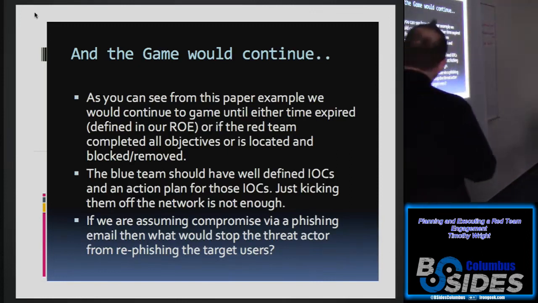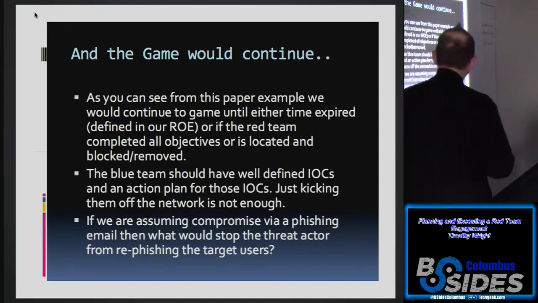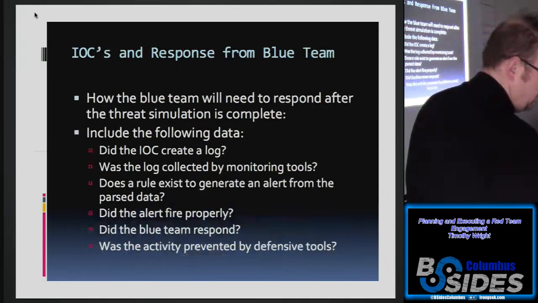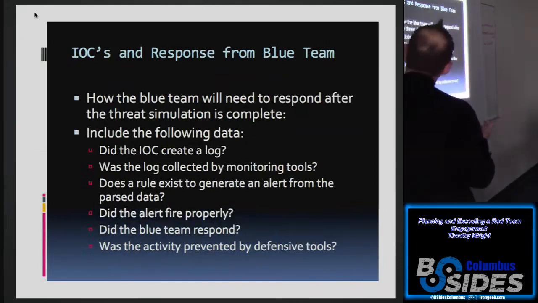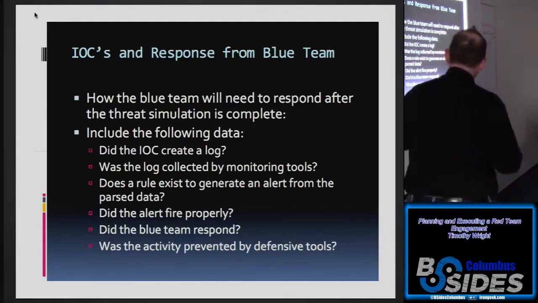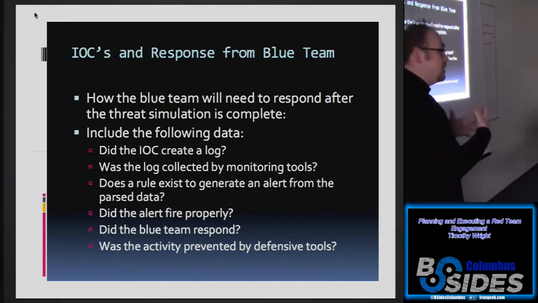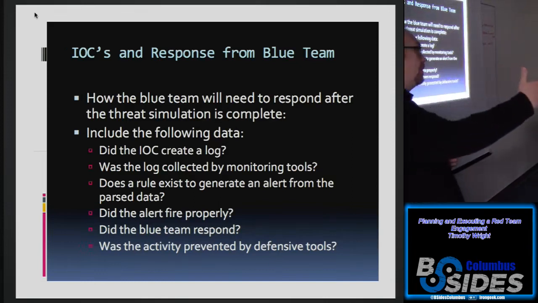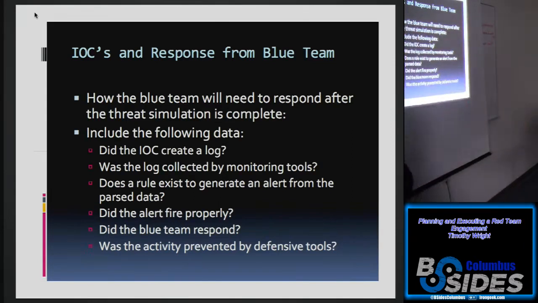So again, we're assuming compromise here via phishing email, and then at that point, we're just trying to see what happens post-exploit. So from the blue team, what do we want to look for? We've run this exercise, we're done. How does the blue team need to respond to us? Things we want to know: did the IOC create a log? After we compromised the machine, was there a log event that was captured? Was the log collected by the monitoring tools? So not only was there a logging event created, but our tools picked it up.